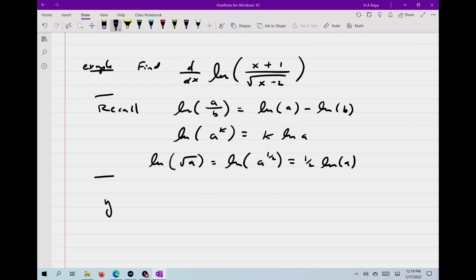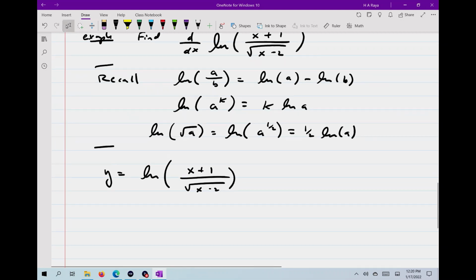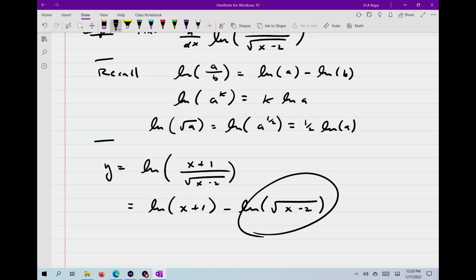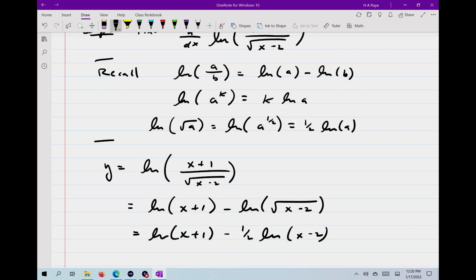So suppose we're looking at the function natural log of x plus 1 divided by the square root of x minus 2. Before I differentiate, I'm going to use these properties and take this natural log function and decouple it as the natural log of x plus 1 minus the natural log of the square root of x minus 2. Also, this natural log of the square root of x minus 2, using this property, can be written as 1/2 natural log of x minus 2.